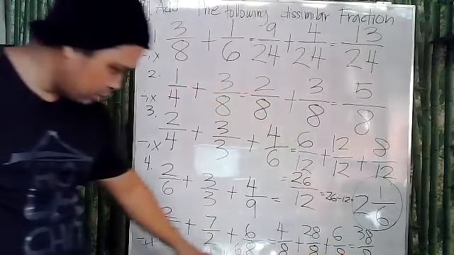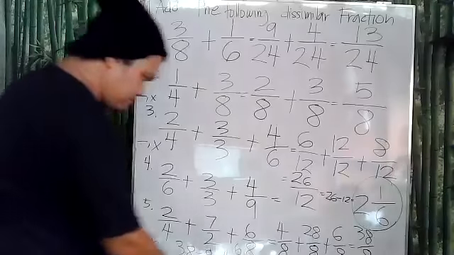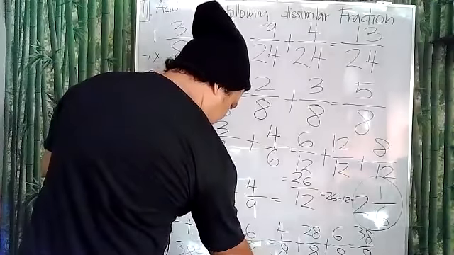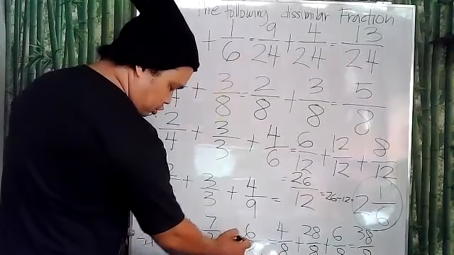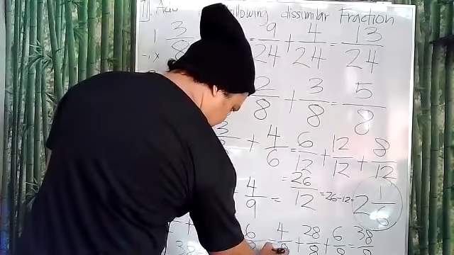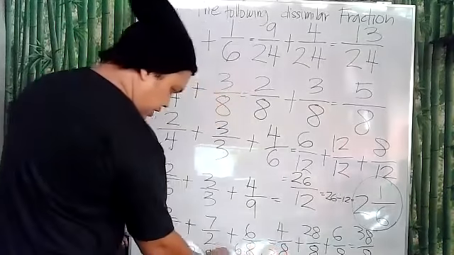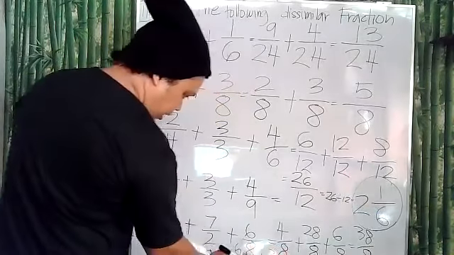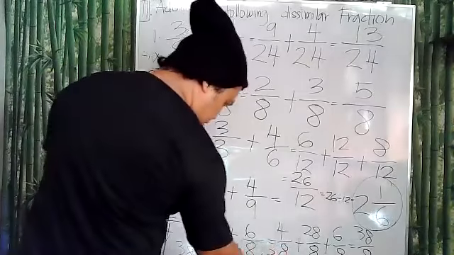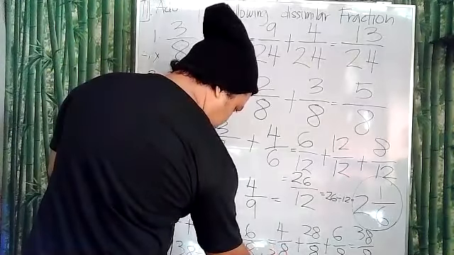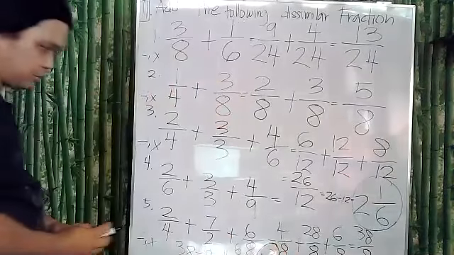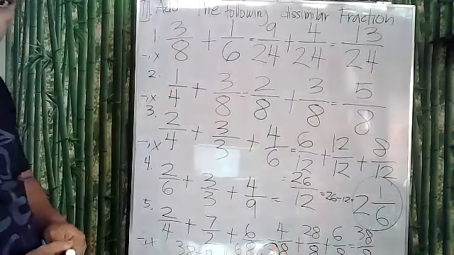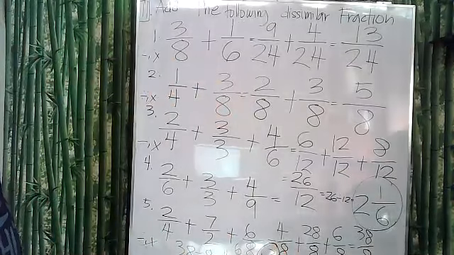And 6 over 8 here we can still simplify by dividing them both by 2. So 6 divided by 2 is 3, and 8 divided by 2 is 4. Okay, we have 4 and 3/4 for the final answer. So that's it for test 3.